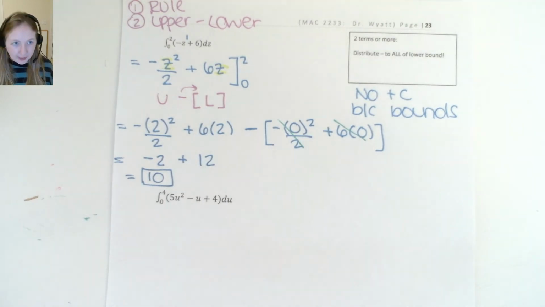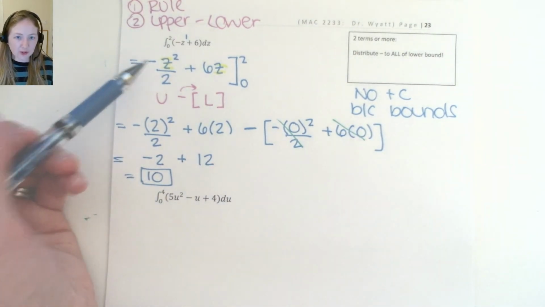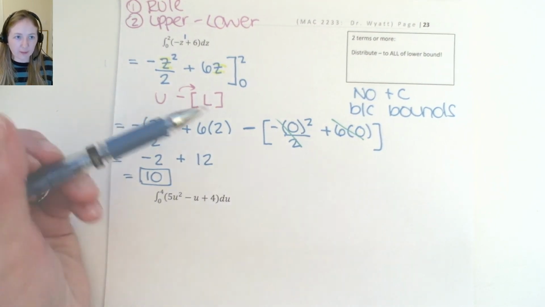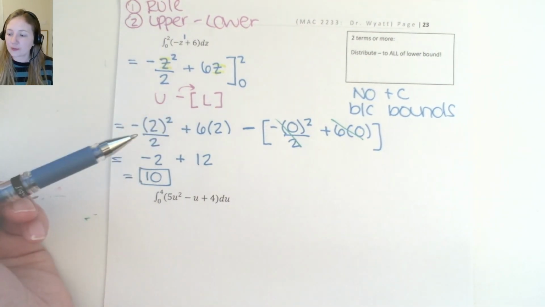But on your test, this is really important. There are ways to do this with graphing calculators and so on, but in business calc, we really want you to know this process. So on your test, you're going to need to find the function and then also show the upper bound minus the lower bound plugged in. So all those steps do need to be shown.